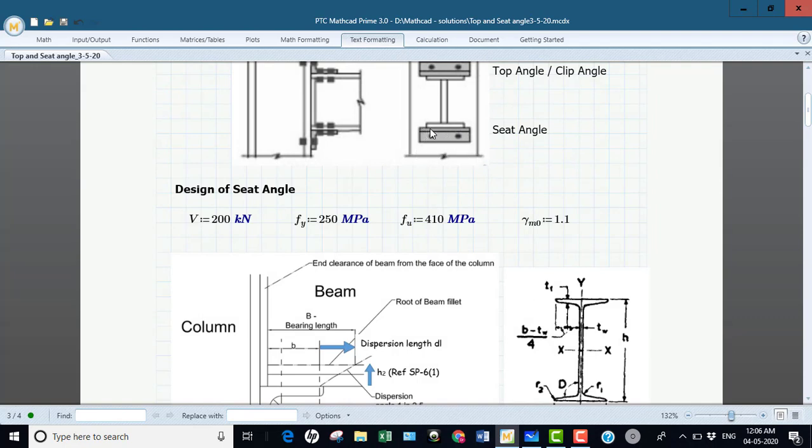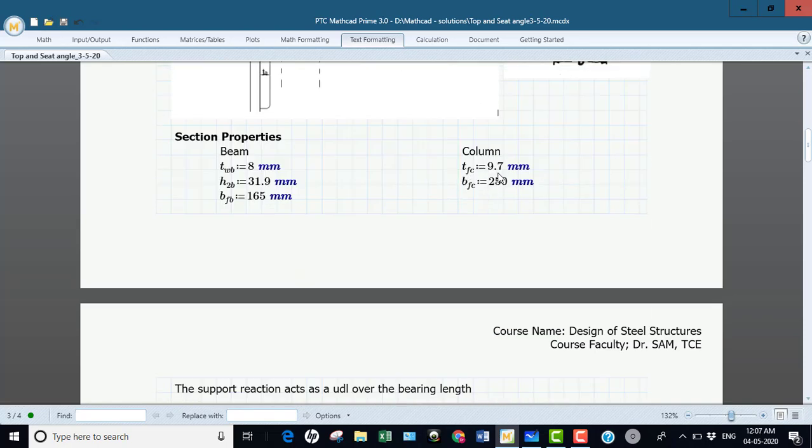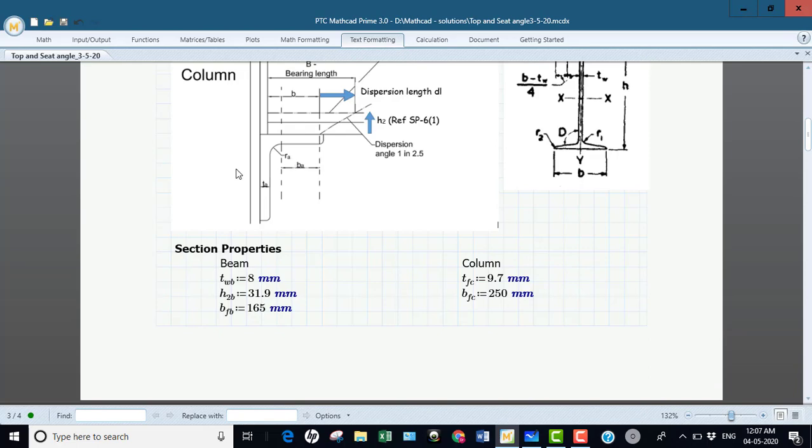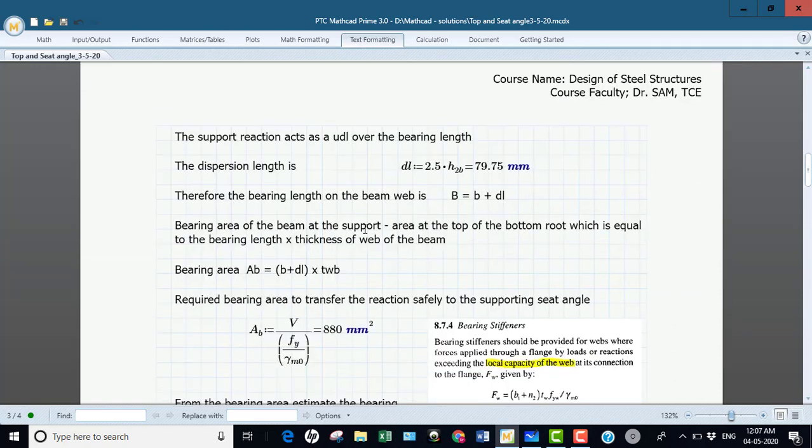So I should go for the seat angle length either within the flange length or beyond this, but in no case larger than the flange width of the column. So I'll take that distance also. Here is the thickness of the flange, because to calculate the capacity of the bolt, I need to know the thickness of the column flange. With this input, I'll go for the calculation of the bearing length.